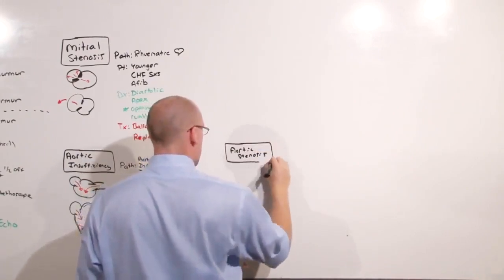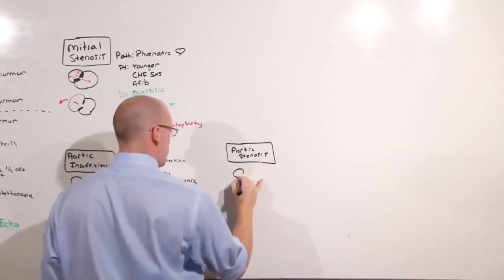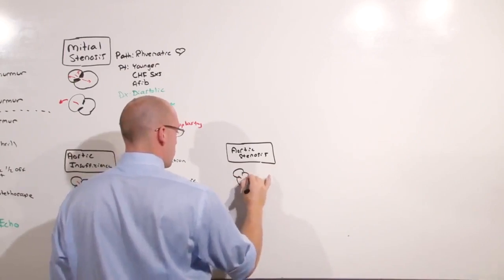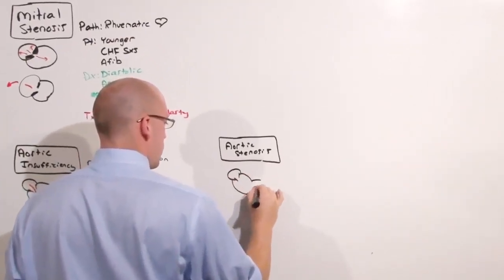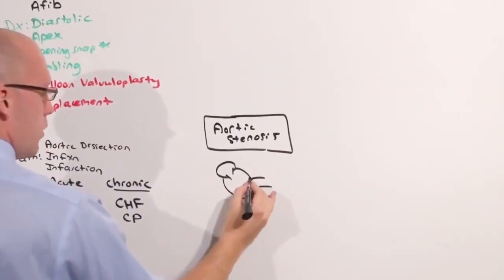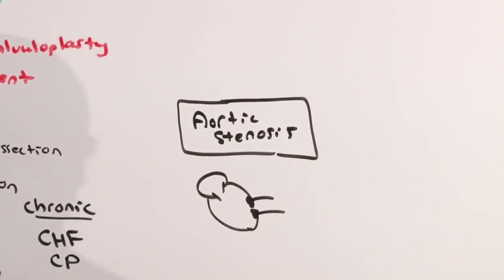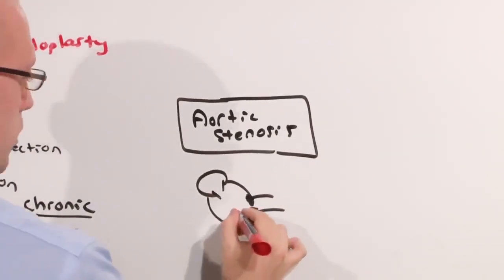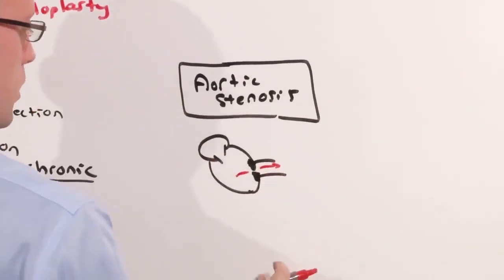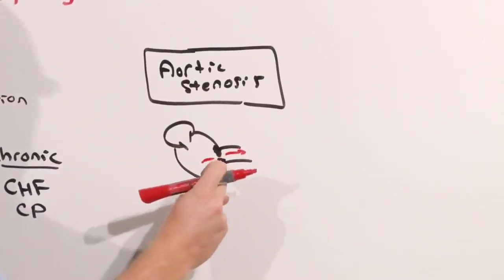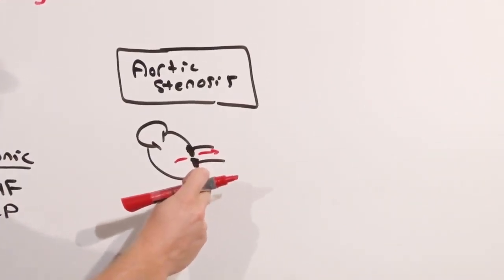Aortic stenosis is the exact opposite problem. The mitral valve works fine, but instead of having a loose and floppy valve, you have a stiff one that doesn't want to open. What happens is that very little blood gets through the aortic valve because the heart is pushing against this incredible resistance right at the aorta.